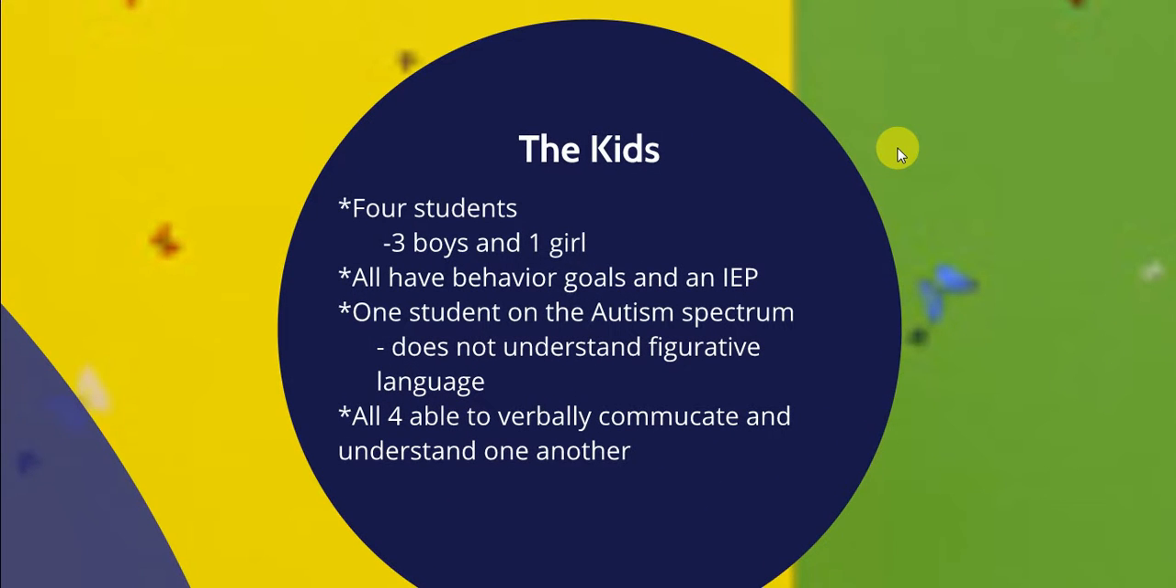All right, the group of kids that this lesson is geared toward. There are 4 students with IEP behavior goals focusing on impulse control. There are 3 boys and 1 girl. 1 student is on the autism spectrum and struggles to understand metaphors and analogies. All 4 students have access to Chromebooks, and all 4 are able to verbally communicate and understand one another.